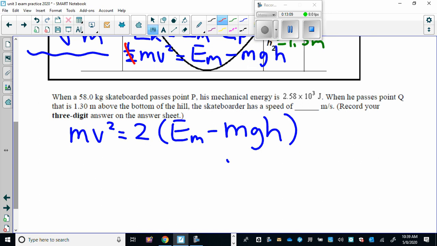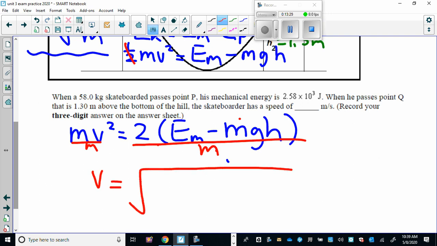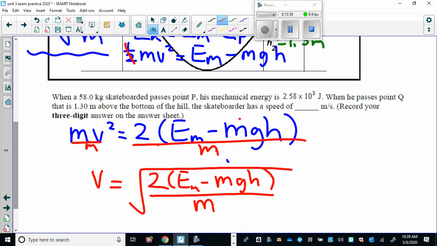Then you divide both sides by m. Divide the whole thing by m, and don't cancel this m out with this one. This m does not cancel out with that m. And then you take the square root. So you end up with this formula, which is a little cumbersome: the square root of 2 times (EM minus MGH) all over M. And then you can substitute the numbers in and get the answer.